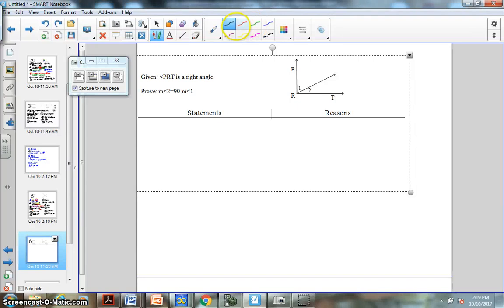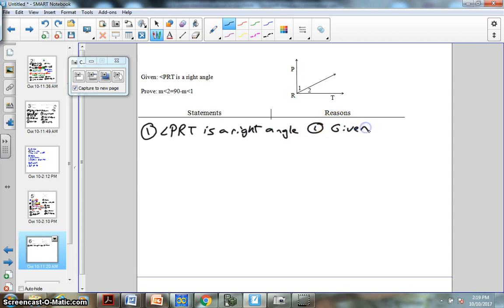All right, so here are some proofs related to angles. Again, I'm going to start with my intro. I'm going to open up with my given statement. Now next, I want to be able to get angle 2 and angle 1 in my proof.